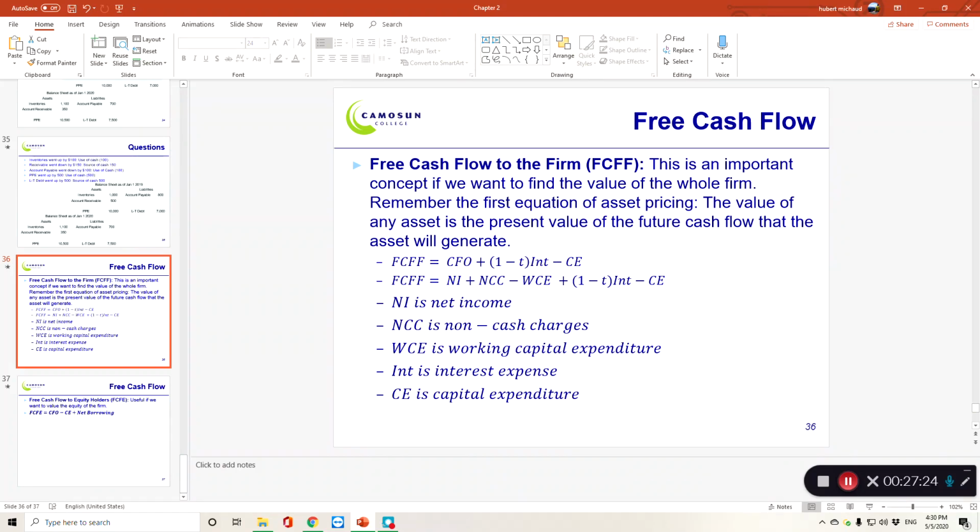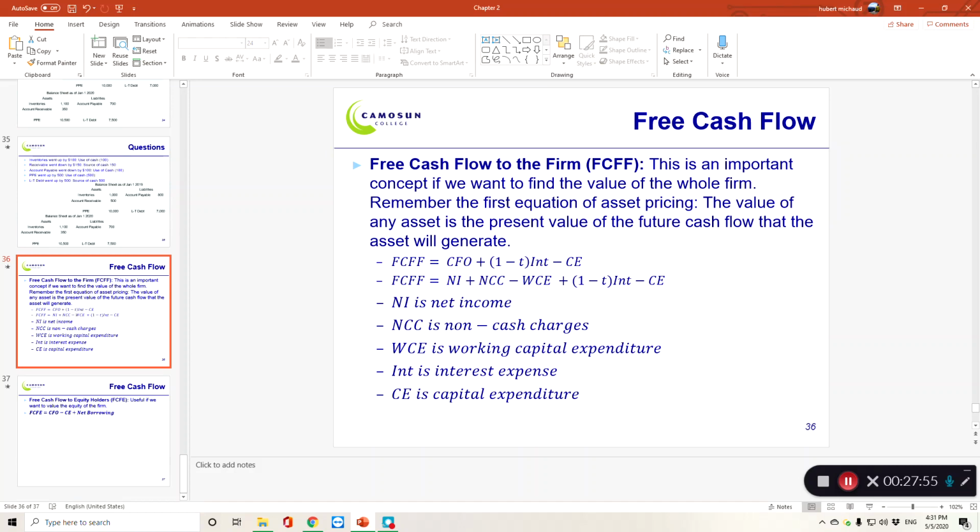We can think of the firm as a whole entity, including the debt holders and the equity holders. Think about it. We generate activities. We have cash flows from operation. What do we need to do with that cash flow from operation? Well, we're free to give it to debt holders or to equity holders. That's what the free cash flow to the firm is trying to capture as a concept.